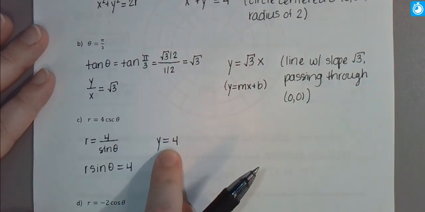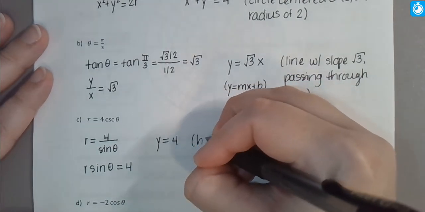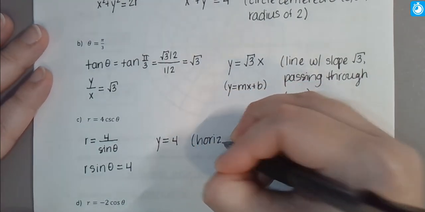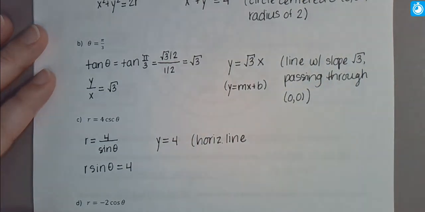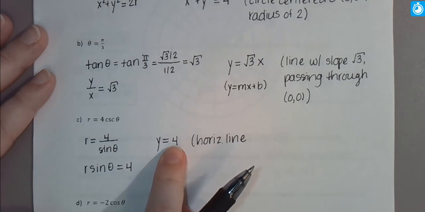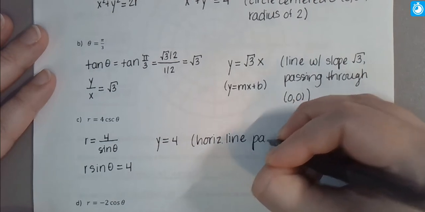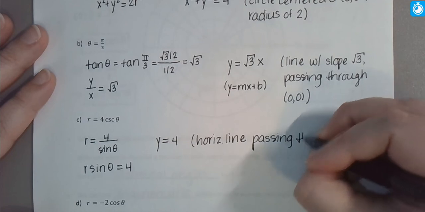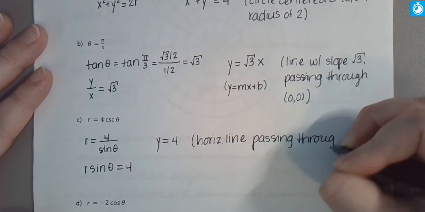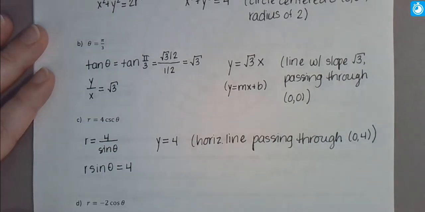Now what does this look like? Well, this is also a line, but it's a special kind of line. This is a horizontal line. Any line of the form y is equal to a constant is a horizontal line. And in this case, it passes through the y-intercept at 4. So a horizontal line, if we want to be more specific, passing through the ordered pair (0, 4).